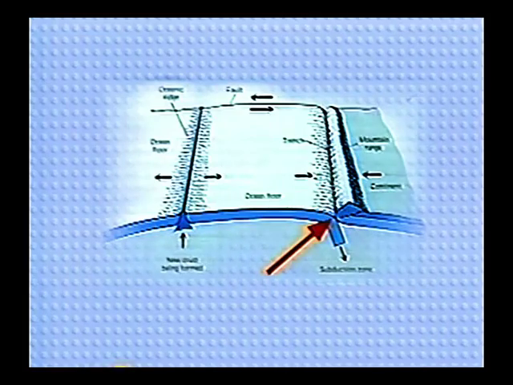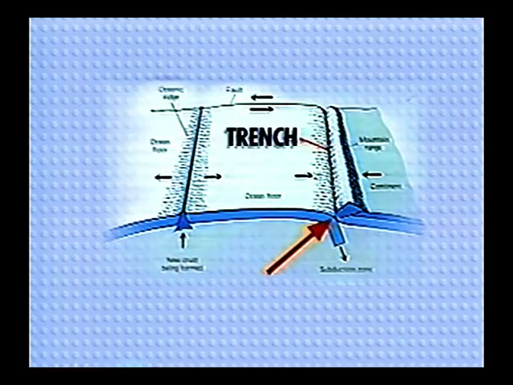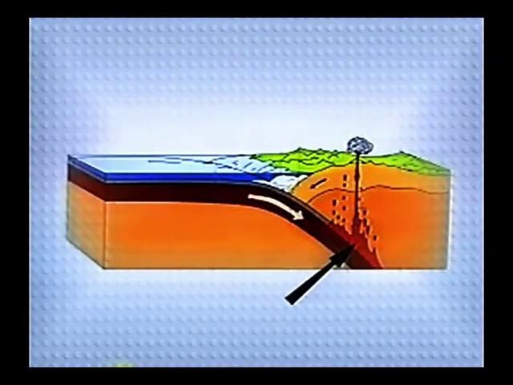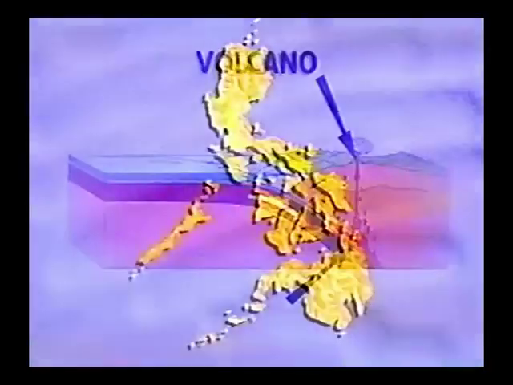As one plate overrides another, the other plate slips down into deep trenches like the Philippine Deep, reaching depths up to 9 kilometers. Often, the hot mantle along the trench reaches the surface, giving birth to volcanoes. The Philippine Islands were probably formed by ancient undersea volcanoes in this way.